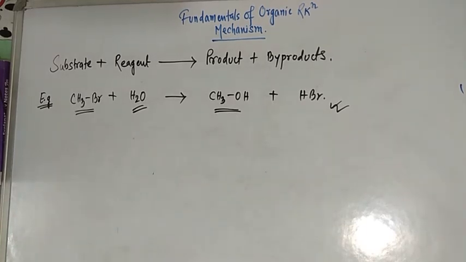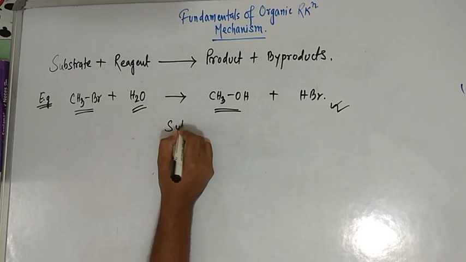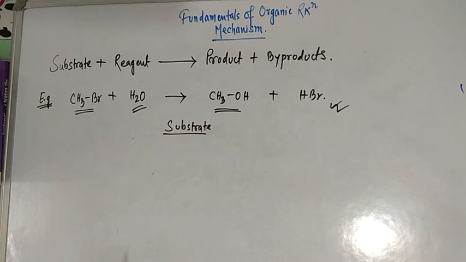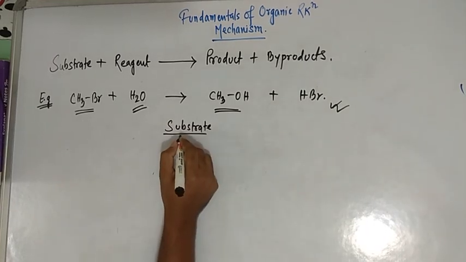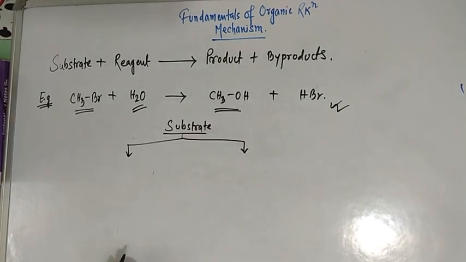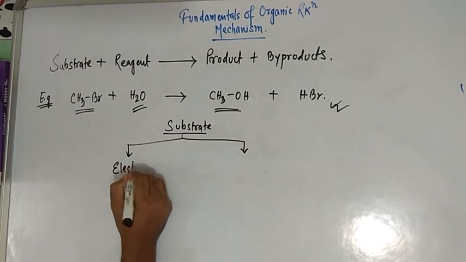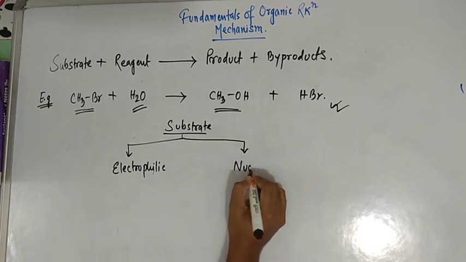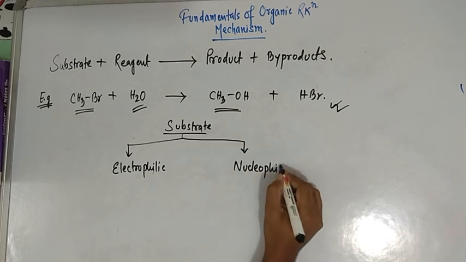So now let's see what this substrate is called. The substrate is the main organic compound which takes part in a chemical reaction. It is the species on which the attacking reagent attacks. This substrate may be broadly classified into two types generally. Those are the electrophilic substrate and the nucleophilic substrate.